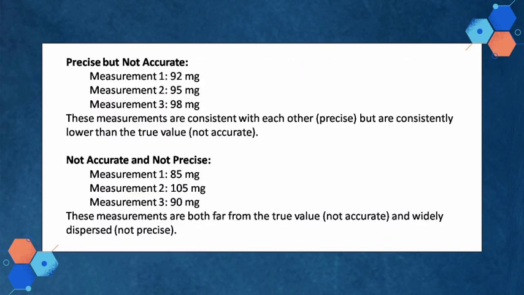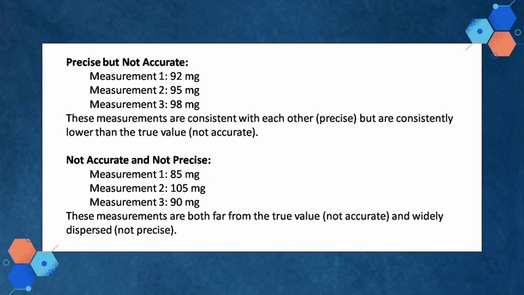Third, precise but not accurate. Under this, measurement 1, 92 mg. Measurement 2, 95 mg. Measurement 3, 98 mg. These measurements are consistent with each other, precise, but are consistently lower than the true value, not accurate.